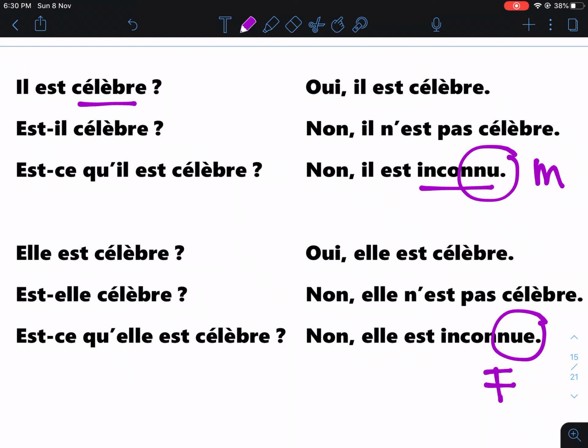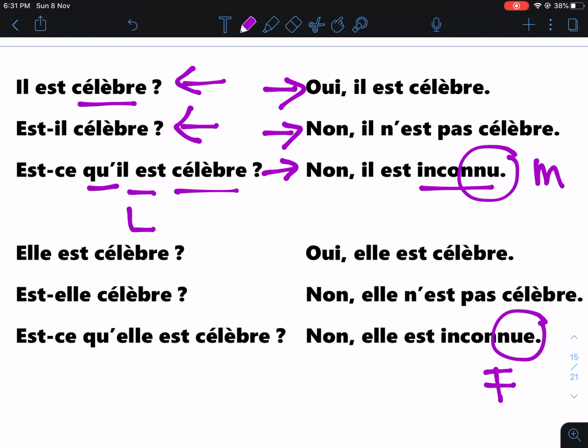Is he famous? Il est célèbre. Est-il célèbre? Est-ce qu'il est célèbre? So the answers are oui, il est célèbre. Non, il n'est pas célèbre. Non, il est inconnu. Inconnu.